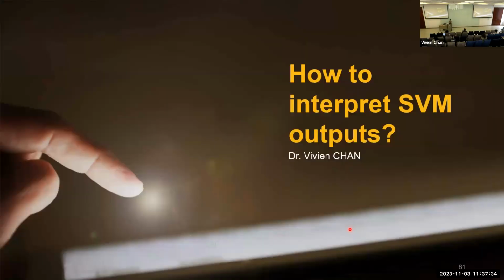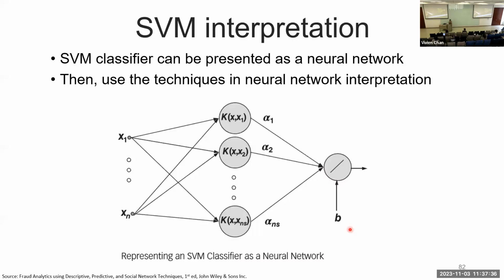Finally, how are you going to interpret the SVM model? Basically, SVM is also a black box model, similar to neural network. That means you can use all the previous methods of interpreting neural networks to interpret SVM. So that is the idea.